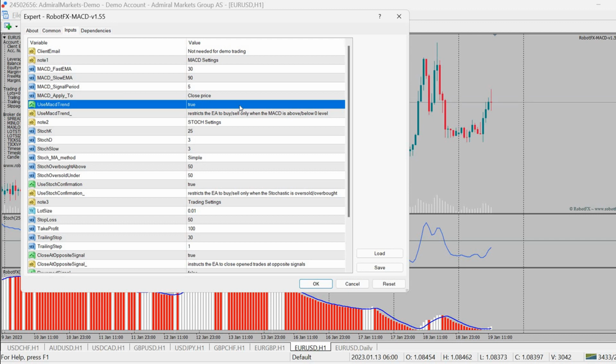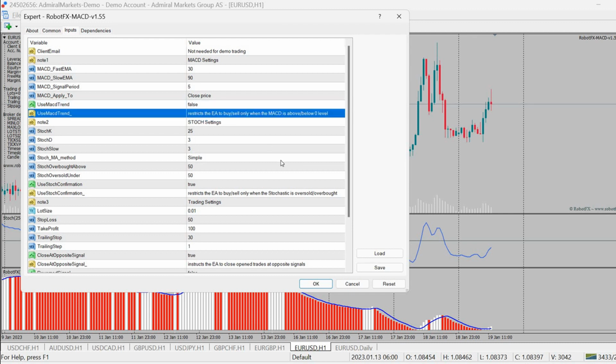If you don't want to use the trend detector, you can disable it, and then the expert advisor will open trades only based on the MACD signal, a single position regarding the MACD bars, as the one that I have explained previously.